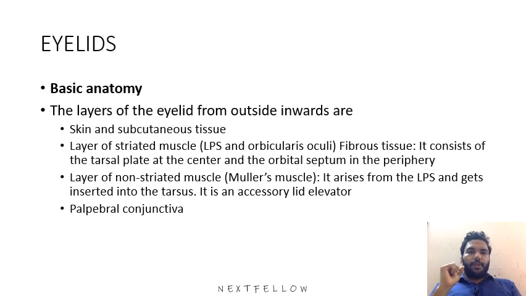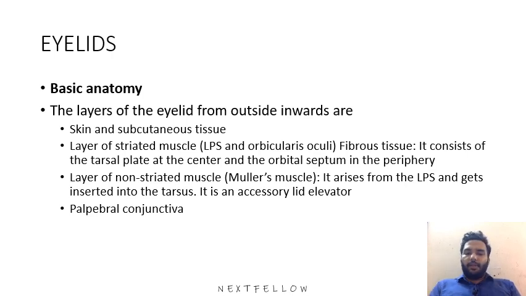So coming to eyelids, the basic anatomy, the layers of the eyelid from outside inwards are skin, subcutaneous tissue, then a layer of striated muscle, LPS, levator palpebrae superioris and orbicularis oculi. Then there is a fibrous tissue, consisting of the tarsal plate at the center and the orbital septum in the periphery. That's an important landmark, you should know about this orbital septum. Then there is a layer of non-striated Müller's muscle, it rises from the LPS and gets inserted into the tarsus. It's an accessory lid levator.